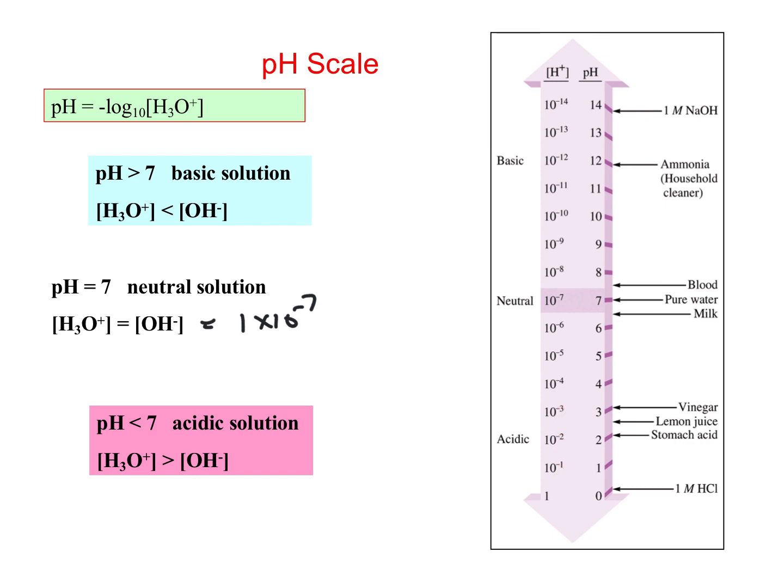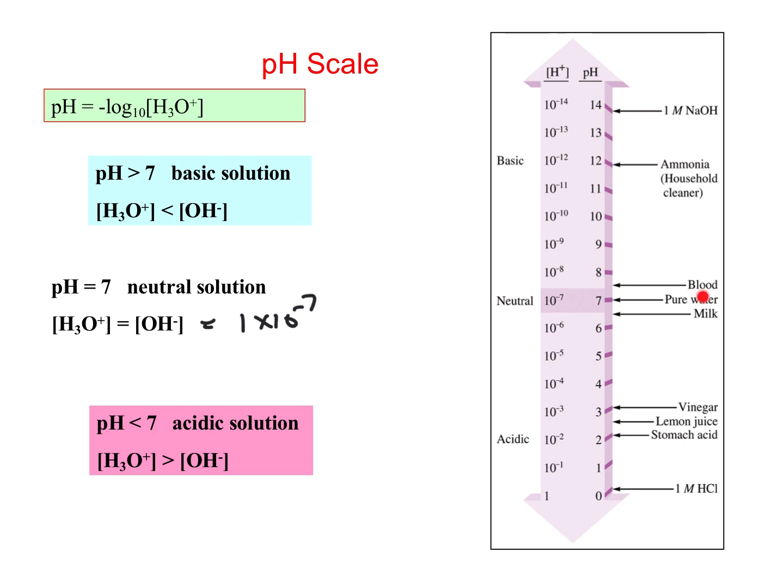If the concentration of H3O+ decreases from 10 to the minus 7, so that means the hydroxide ion concentration is increasing, then we consider that solution to be basic. And so when pHs are higher than 7, we have a basic solution. When we have pHs below 7, we have an acidic solution. And so just to put this into context, we have some common compounds here.